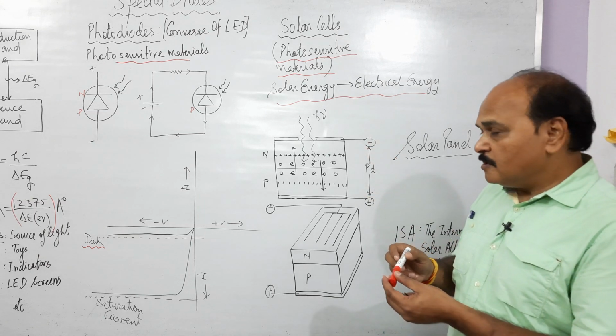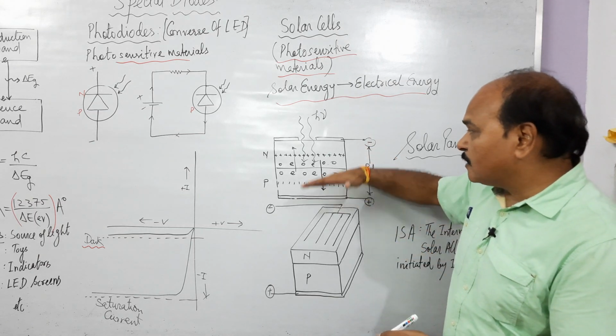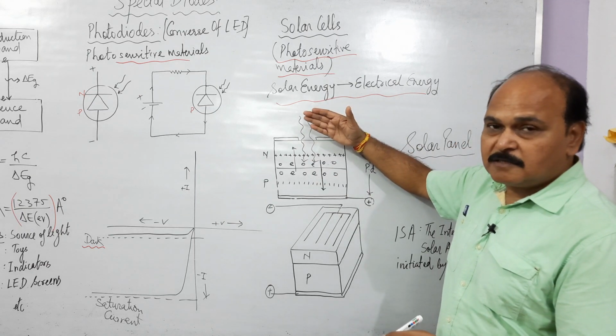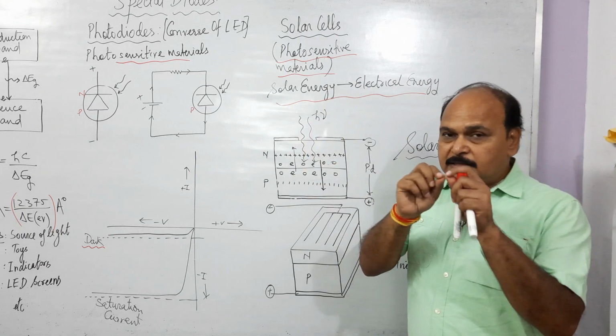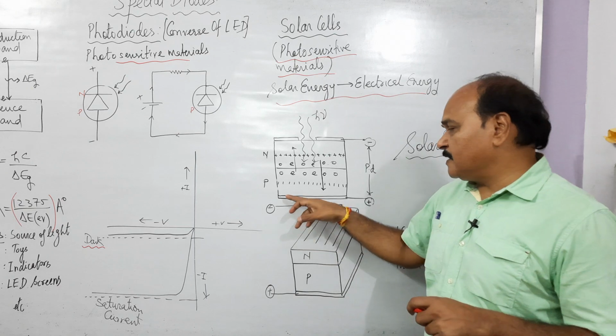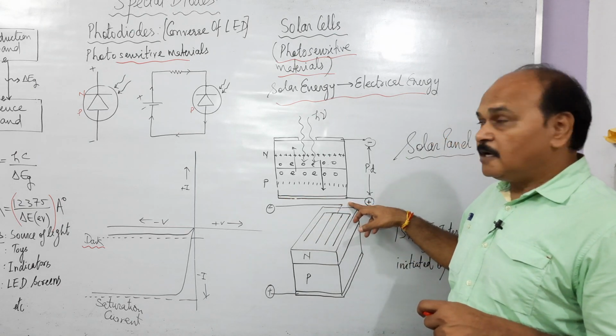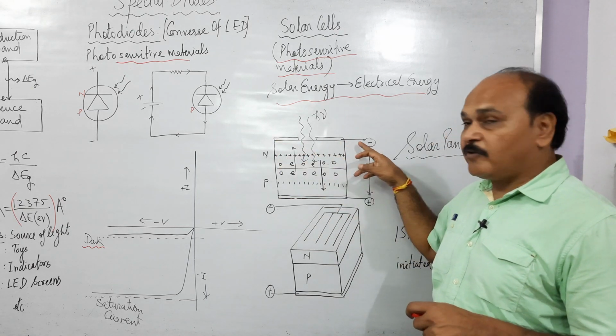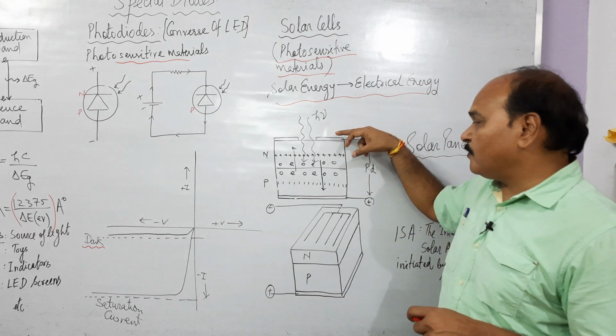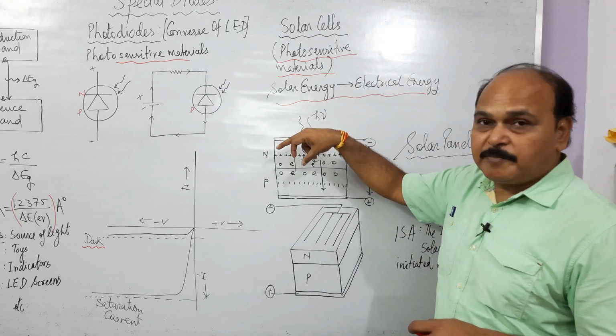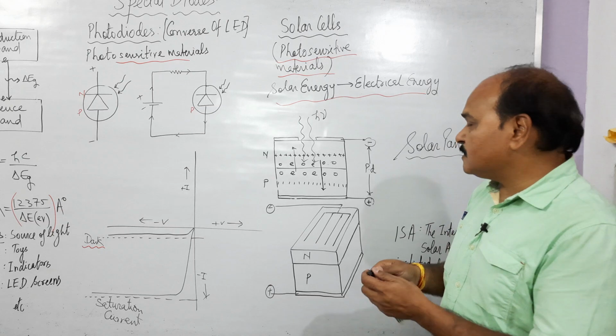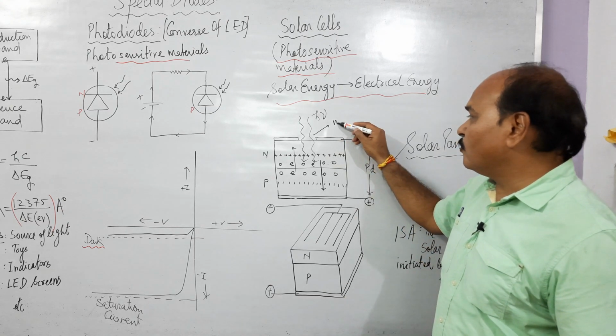And what do we do? We place two electrodes over both sides. These electrodes are nothing but metal foil. We place a metal foil here on one side, and on the other side we place another metal foil. But what do we do in this metal foil? We make a hole right there in the middle, and that hole is called a window.